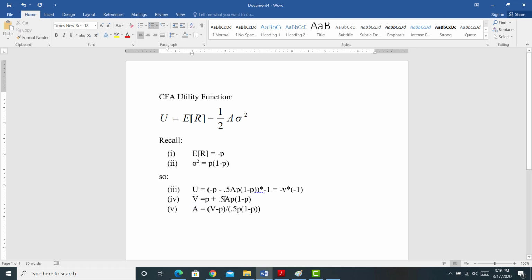You can see that without taking the derivative, right? As A goes up, V is going to go up. Hopefully you see that in equation 4. This suggests that the more risk averse an individual is, the more willing that individual is to pay for insurance. And this is going to give us a measure of the coefficient of risk aversion.